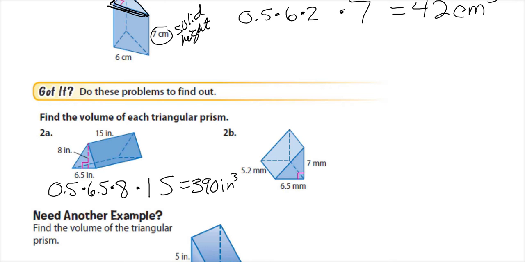All right, let's try 2b by ourselves. Okay, so go ahead and pause it if you haven't already done so and did the 2a one. Go ahead and pause 2b and try that one by yourself, and then come back to me just as soon as you're ready.